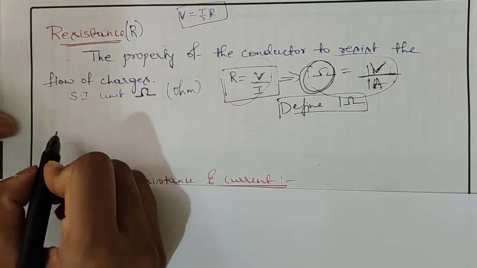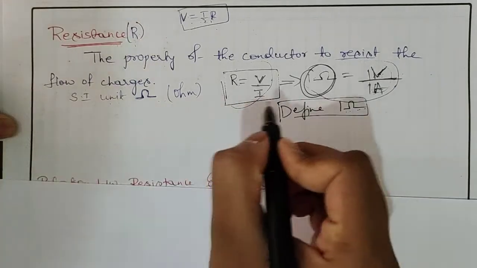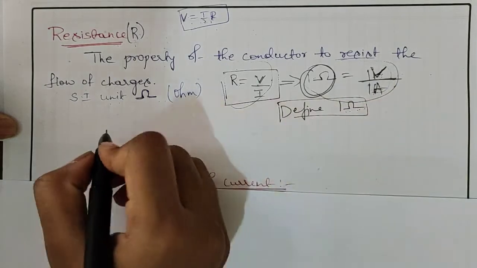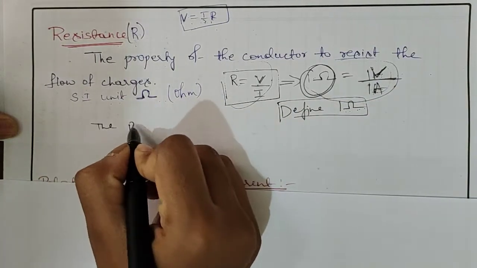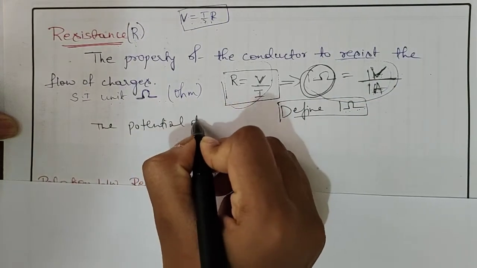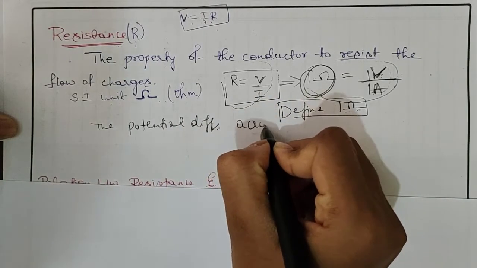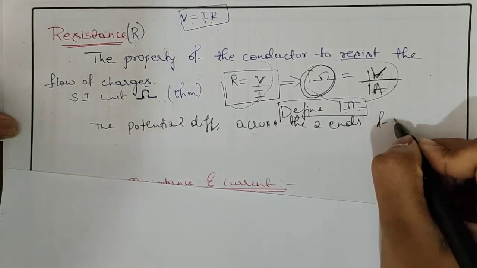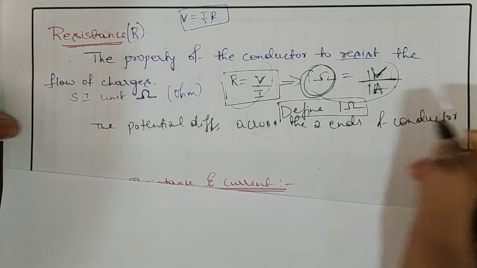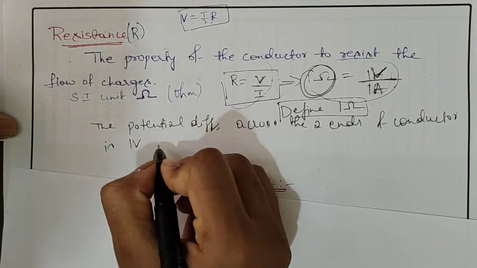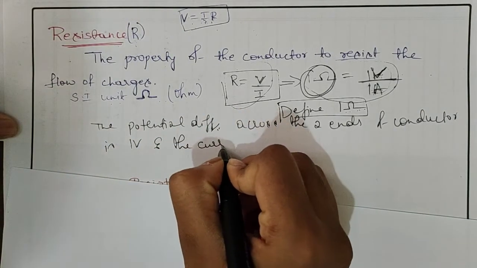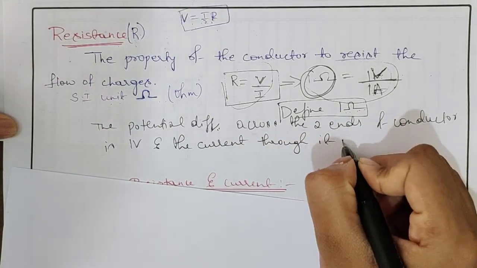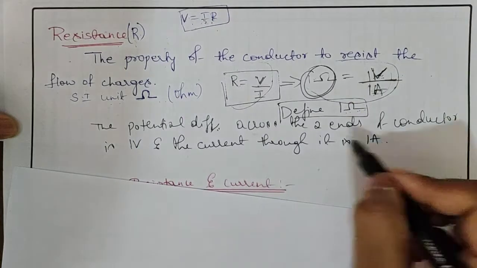Since we have this question in the in-text, this will be important for your exam. So V is what? Potential difference, which will be there between two terminals of a conductor. So we need to start the statement: the potential difference across the two ends of a conductor is 1 volt, and the current through it is 1 ampere. The same thing I'm writing in the statement form.